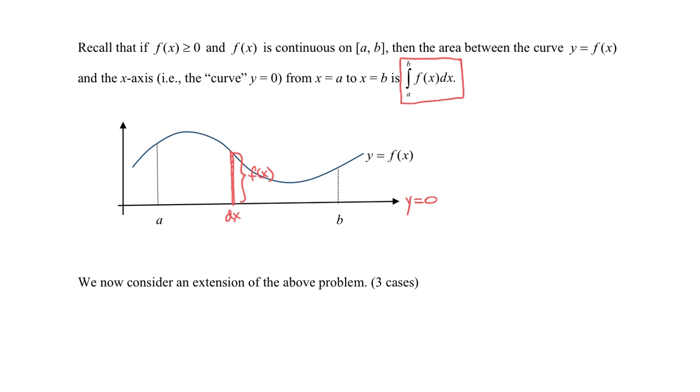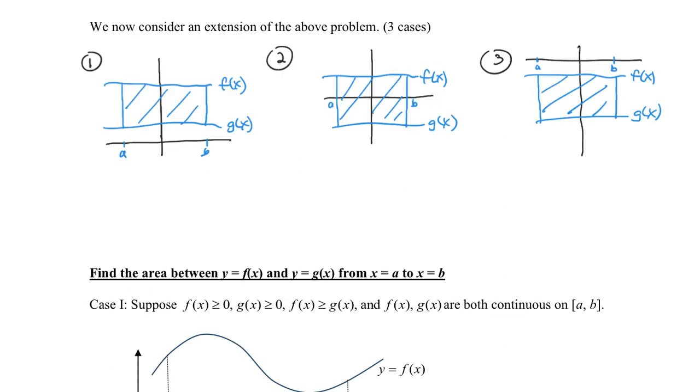So let's take a look at the three cases that are possible. I sketched them in here, and you can see basically the three cases are this. Case 1, f of x and g of x are both positive functions, so they're both above the x-axis, and we're going to find the area between these two curves. Case 2, you've got f of x, which is positive, above the x-axis, then g of x is a negative function, so between a and b, g of x is below the x-axis, so we're going to find the area between these two. And then finally, case 3, f of x and g of x are both negative functions, so they're both below the x-axis, and we want to find the area between these two curves.